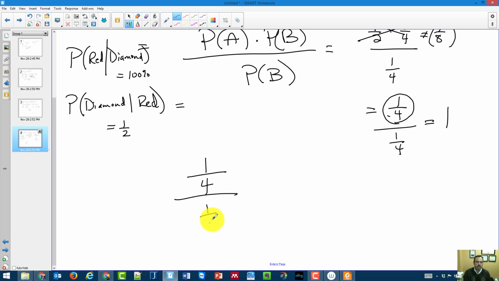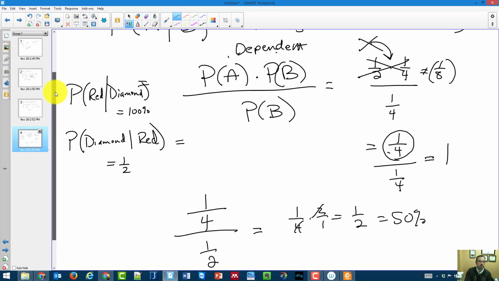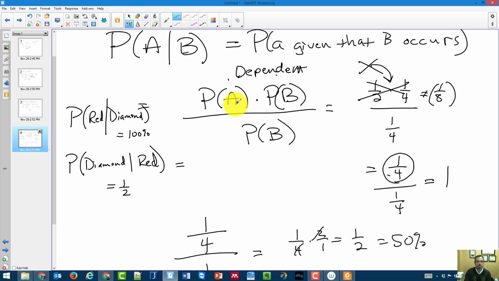Red cards is 1/2. If I take a look at this, 1/4 divided by 1/2, 50%. All right, so it makes a difference which one you know. But in all cases, you're saying that I first of all need to know the probability of these two things occurring, given that this other thing happened. So that's some of the issues that I feel like we're having trouble with, understanding the difference between dependent and independent.